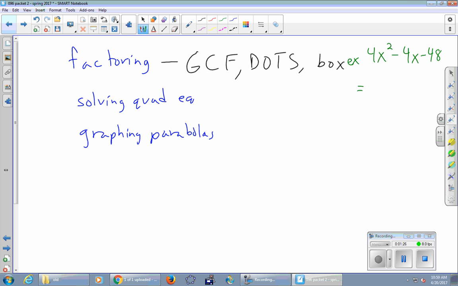So we look for greatest common factor first. What is the greatest common factor? It's 4, so we're going to pull a 4 outside. Take a moment to fill in those parentheses. Go ahead and write them down. Okay, what's left in the parentheses? x squared minus x minus 12, right? 4 into that.